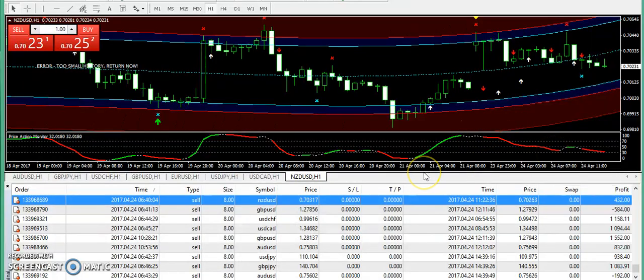Okay, first of all, I was expecting a bit of a tricky day, but at the end of the day everything went quite fine, and now I'm going to talk about the signals and the trading system for today. So let's get started with New Zealand USD at the moment.